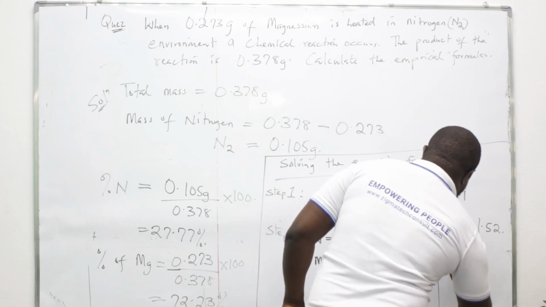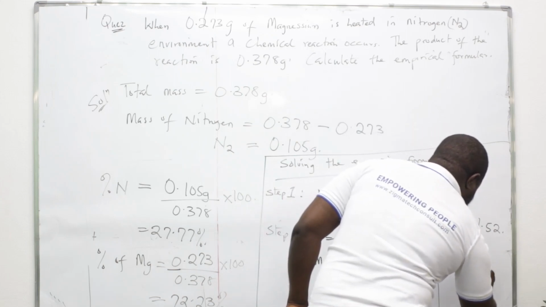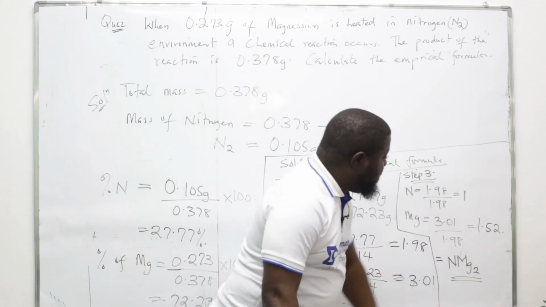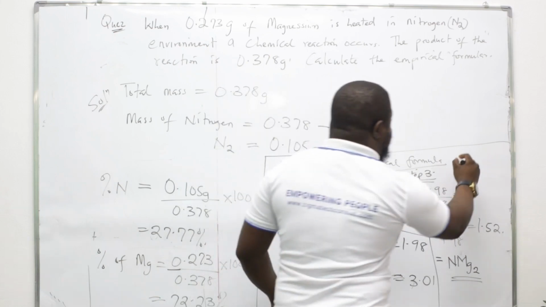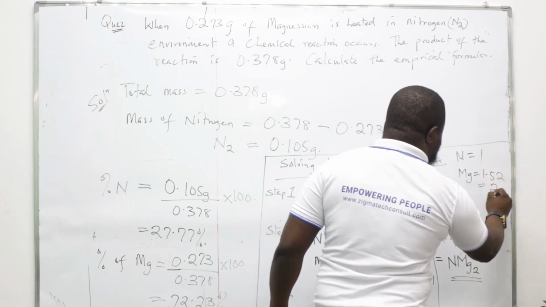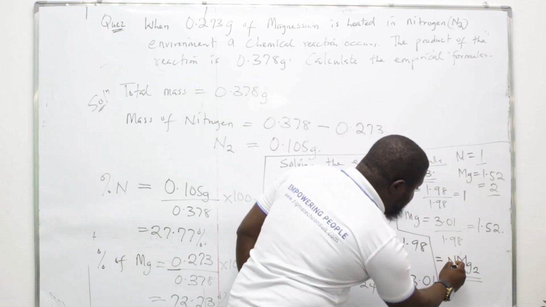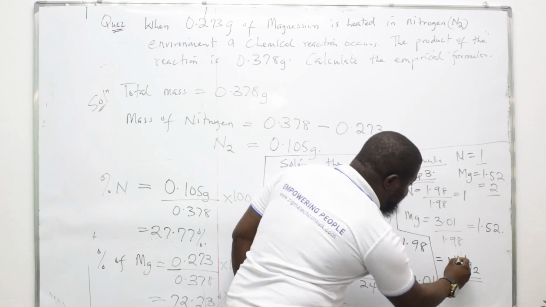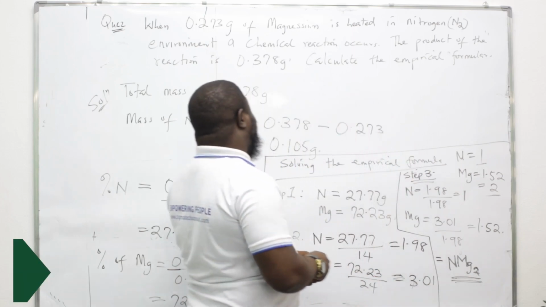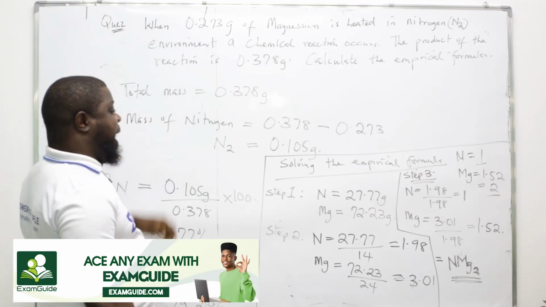So it will be N, which is 1, Mg subscript 2, because you're going to convert this to 2. So N is equal to 1, and magnesium is equal to 1.52, which is equal to 2. That's the conversion. So when we convert this, it will give us nitrogen 1 and magnesium 2. That is the empirical formula of this particular question.